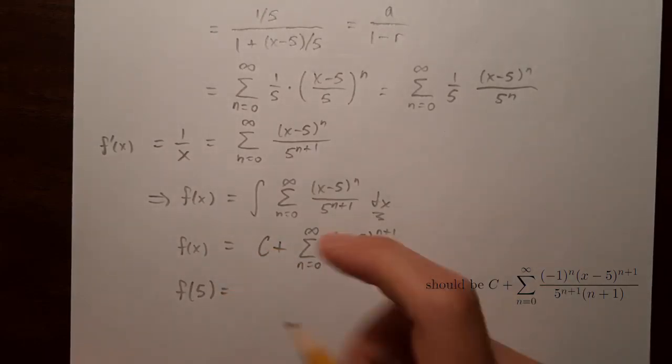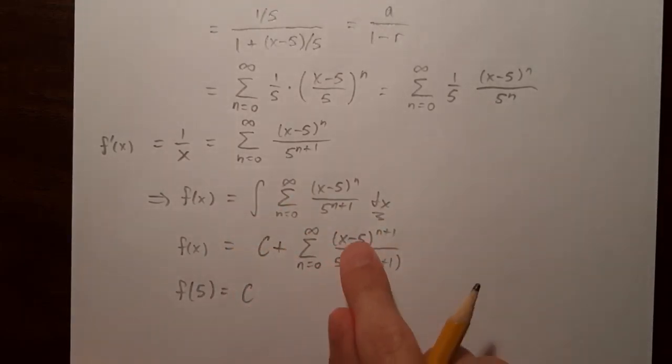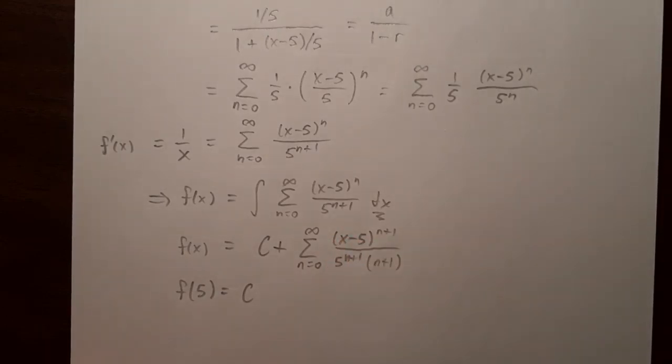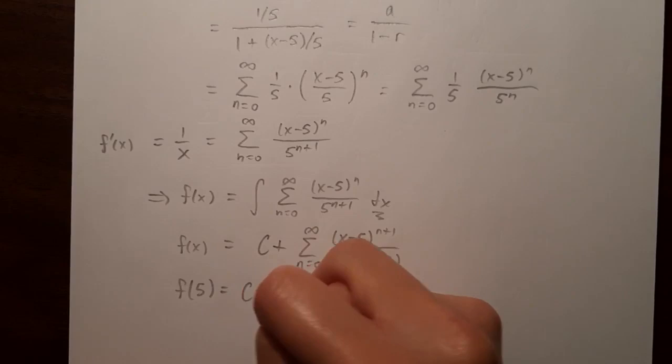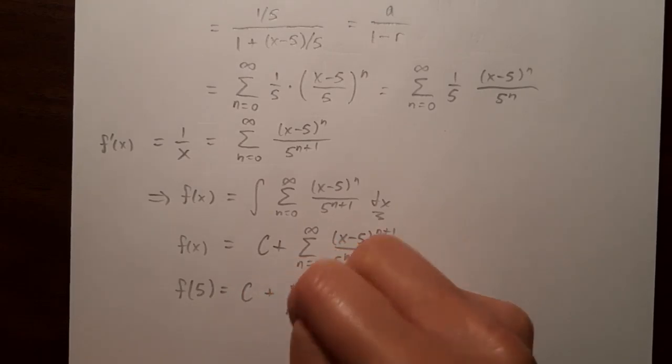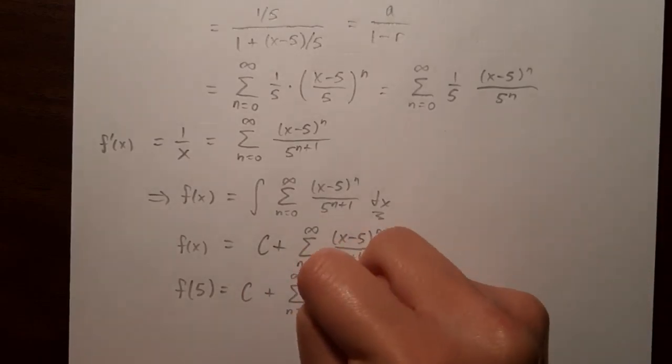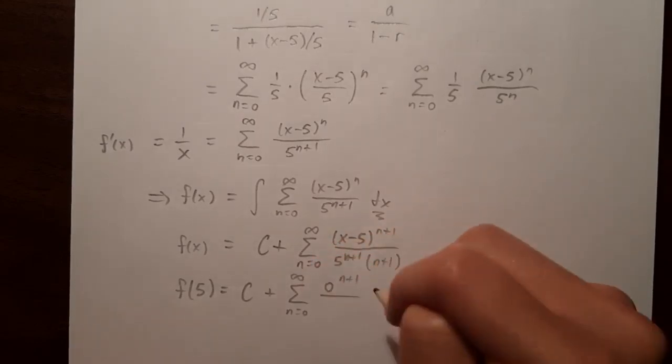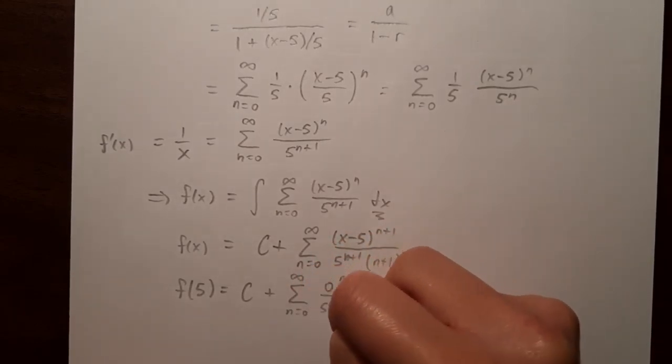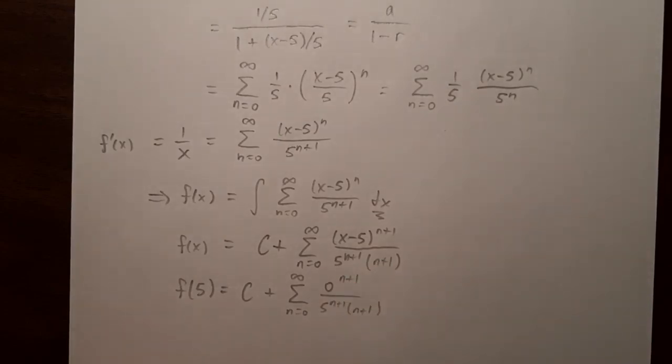And what happens over here? Well, I'm going to have c, and then if I plug in 5, well, what's going to happen? I'm going to have 5 minus 5, which will cause everything in here to cancel out, it looks like. All right, so just to be sure about it, I'm going to have sigma sum of 0 to the n plus 1 over 5 to the n plus 1 times n plus 1. And yep, 0 raised to any non-zero power is always going to be 0. And in this case, we're good to go because we have n plus 1.